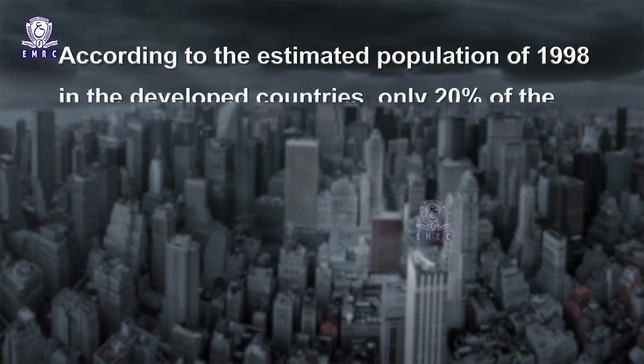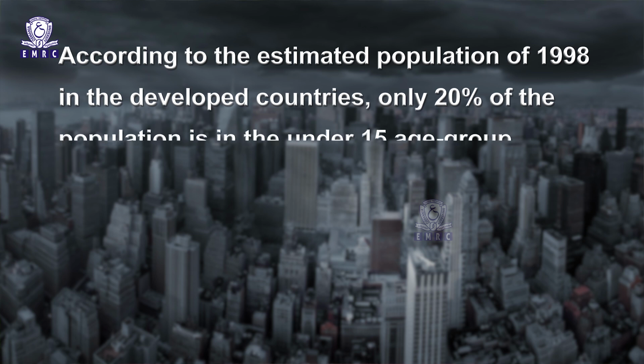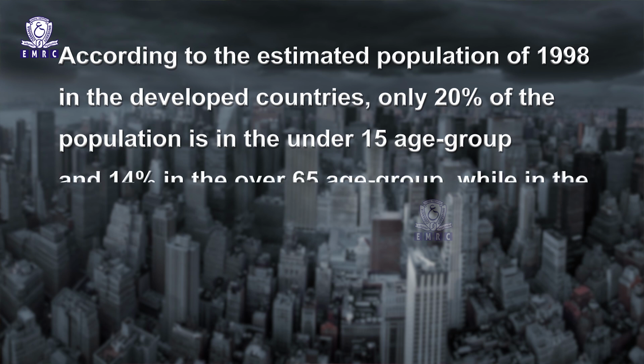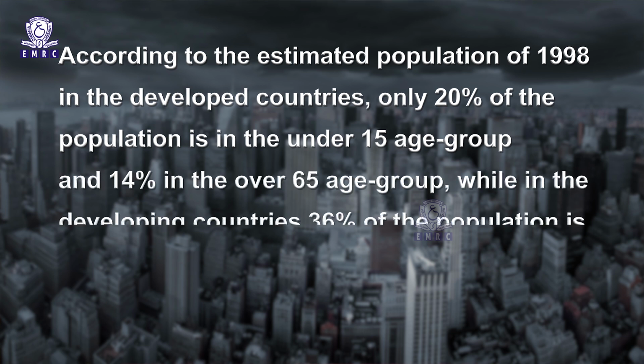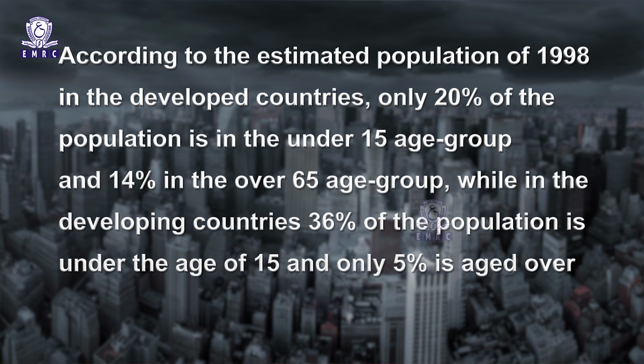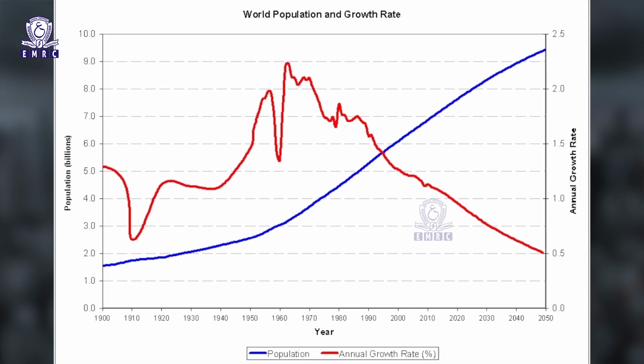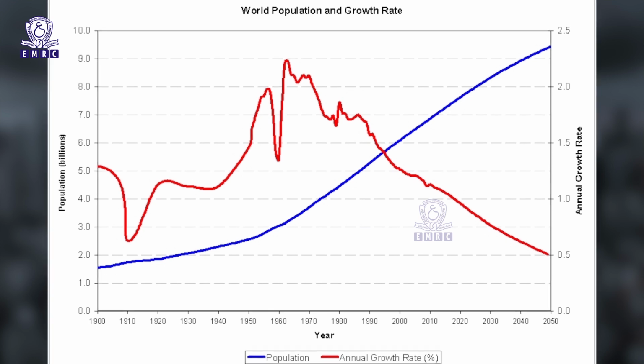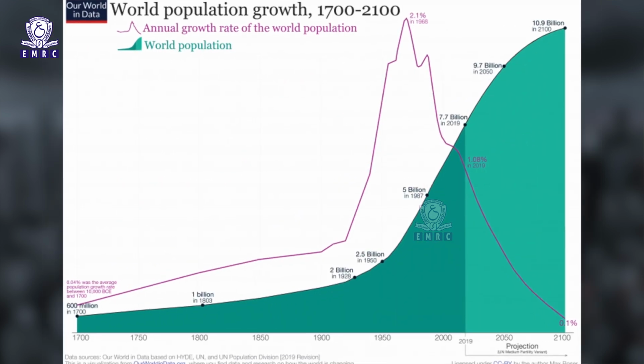According to the estimated population of 1998, in the developed countries, only 20% of the population is in the under 15 age group and 14% in the over 65 age group, while in the developing countries 36% of the population is under the age of 15 and only 5% is aged over 60 years. Thus, improving health care coupled with high fertility rates and a large proportion of population entering their reproductive years provide an inbuilt momentum for future high population growth even if fertility rates decline. This means that the annual addition to the global population, which is currently 85 million people, will continue to increase.